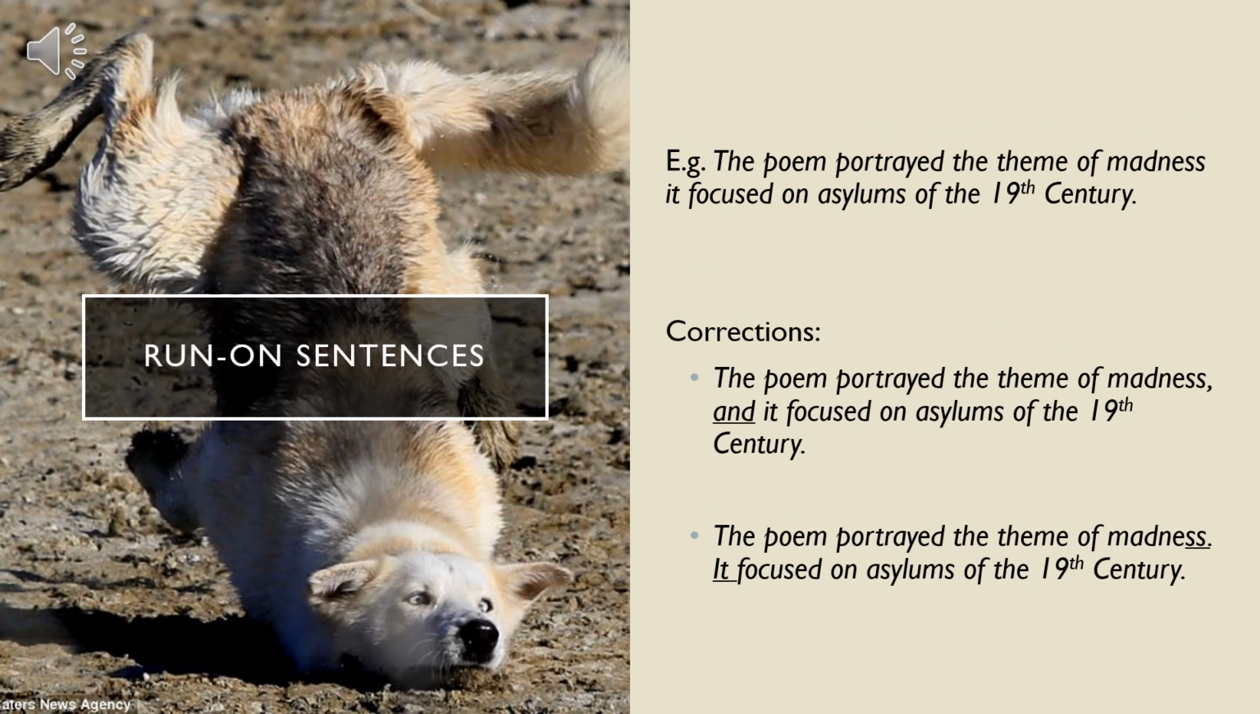Run-on sentences are similar to comma splice problems. This is when a sentence gets ahead of itself and uses 2 or more independent clauses without any marked transition from one clause to another. For example, the poem portrayed the theme of madness it focused on asylums of the 19th century. Now that's a difficult sentence to read. The meaning of the sentence gets lost and reading becomes a confusing task. As with comma splices, run-on sentences can be avoided by using either a conjunction or a new sentence, as in the examples below.